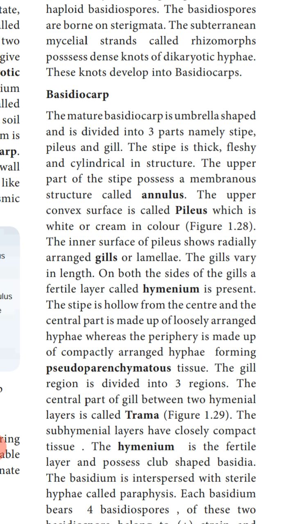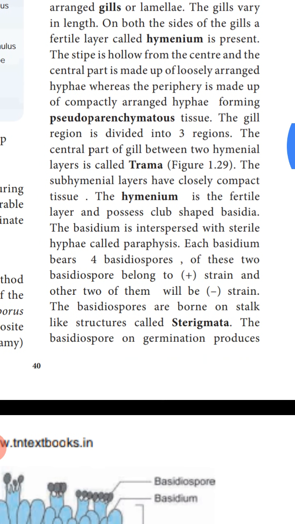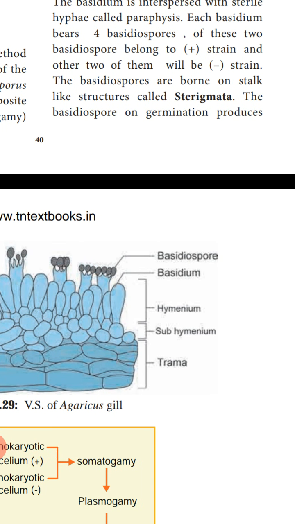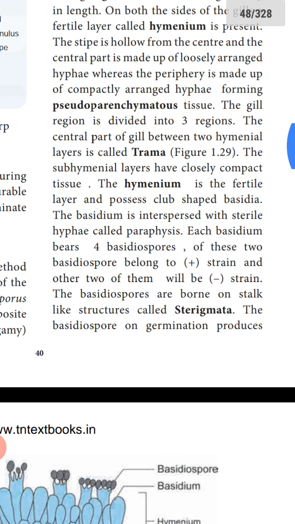The gill region is divided into 3 regions. The central part of the gill between the 2 hymenial layers is called the trama, and the subhymenial layers have closely compact tissue. The hymenium is the fertile layer and possesses the club-shaped basidia. So here you can see in this diagram, this is the trama between the 2 hymenia. Here is one hymenium, and at the lower side another hymenium. The region between them is called the trama. They are compactly arranged. Then you have the subhymenium. Above that we have the hymenium, which has the club-shaped basidia.